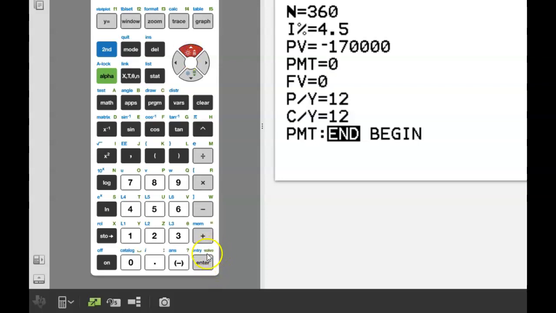And we want the green solve down here. So we hit alpha, enter. If you put it in as a negative 170,000, you should get out a positive payment. If you put it in as a positive 170,000, you'll get out a negative payment, okay? The amount is the same either way. Did everybody get $861.37 if we round? Okay.